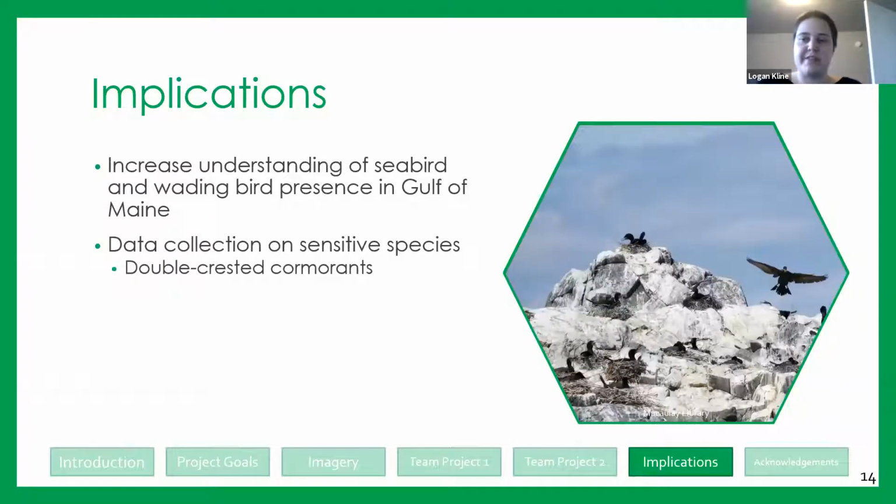Data collection on sensitive species, such as the double-crested cormorant, can help us map trends of their population decline and better prepare organizations for protecting them from future loss.